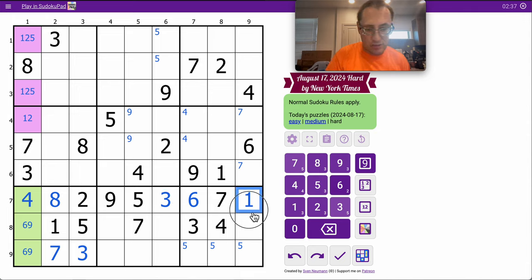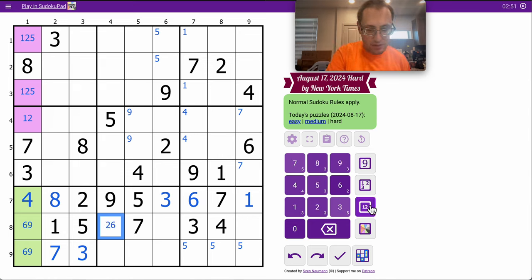Okay. These two 1s put a 1 in one of those two. Okay, row 8 has 1, 3, 4, 5, 7. I need 2, 6, 8, and 9. This one can't be 9. That's only 6 or 8. It can't be 2 or 9. And this can't be 6 two different ways.